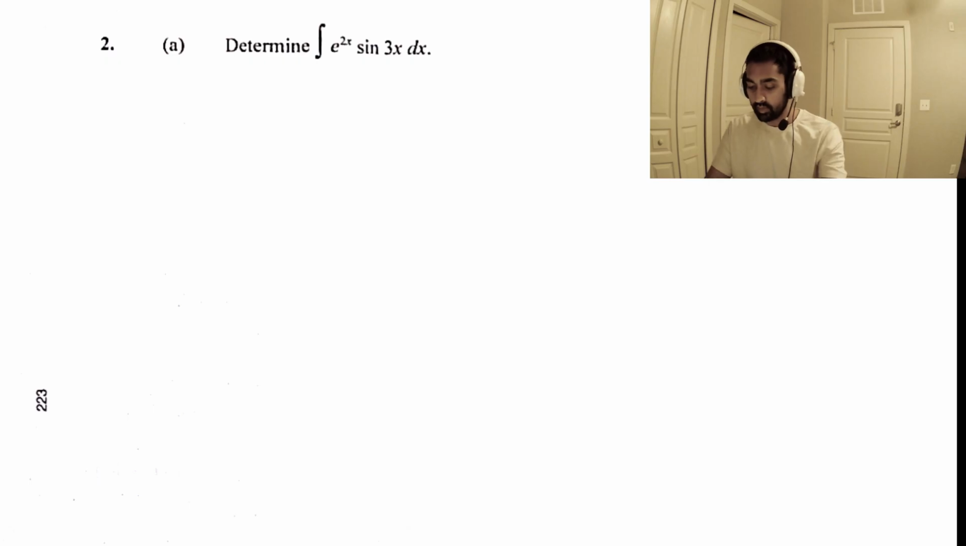Unit 2, question 2. Part A asks us to determine the indefinite integral of e to the 2x sine 3x. The thing that you should try when you see something like this is the product rule, because there are two terms. Another thing is when you see the product of an exponential with a trigonometric, a common technique to evaluate this is to use integration by parts twice.